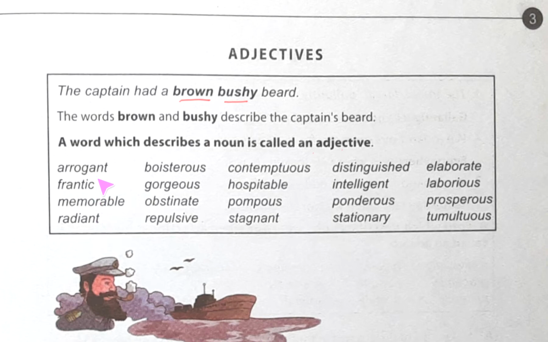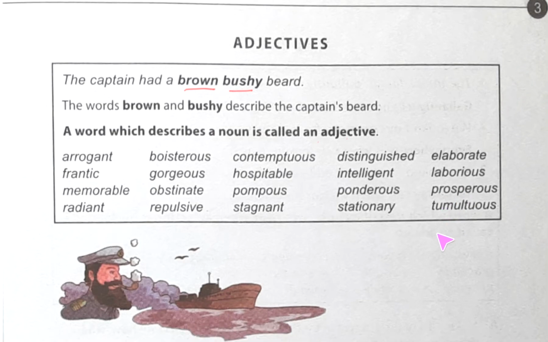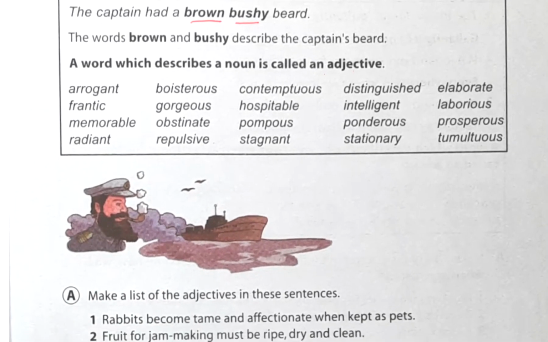Let's read it. Arrogant, frantic, memorable, radiant, boisterous, gorgeous, obstinate, repulsive, contemptuous, hospitable, pompous, stagnant, distinguished, intelligent, ponderous, stationary, elaborate, laborious, prosperous, tumultuous. It's better to try to memorize these words and remember their meanings also, so we will get it.